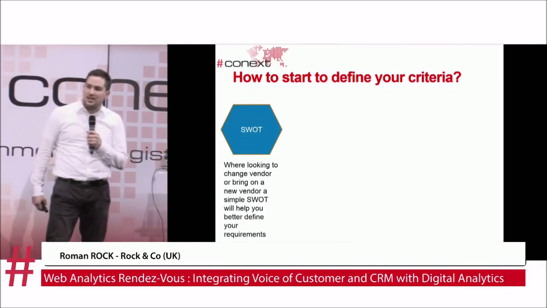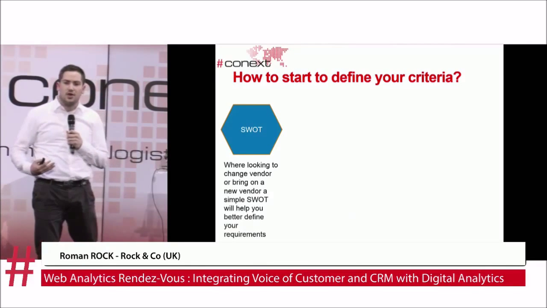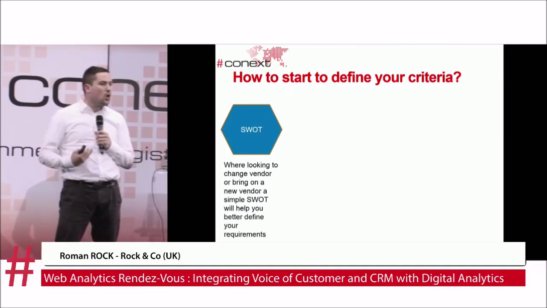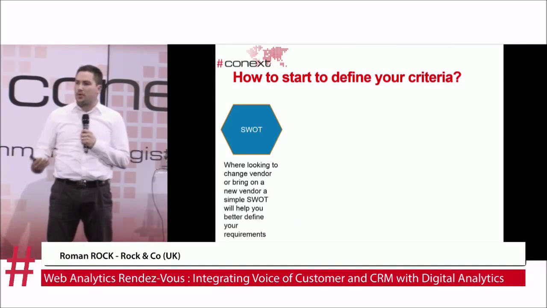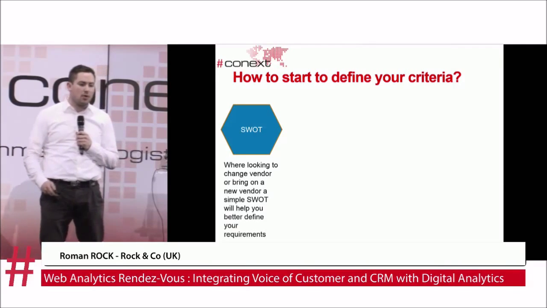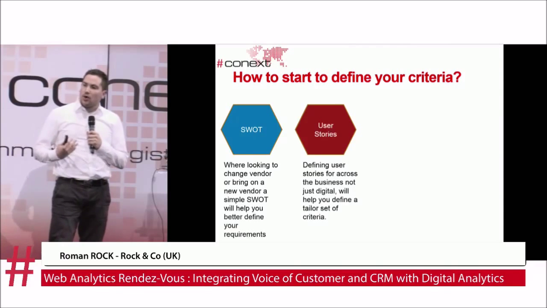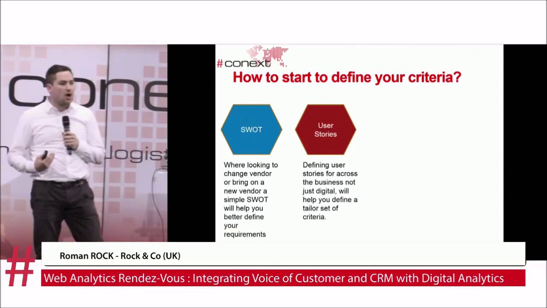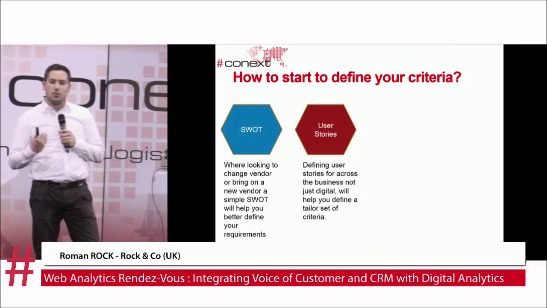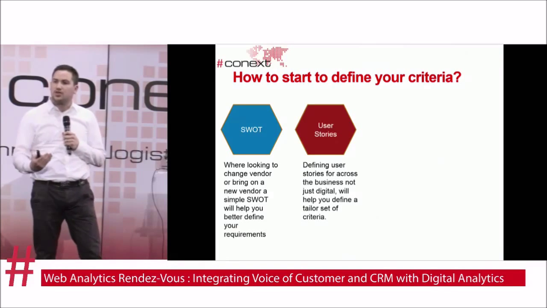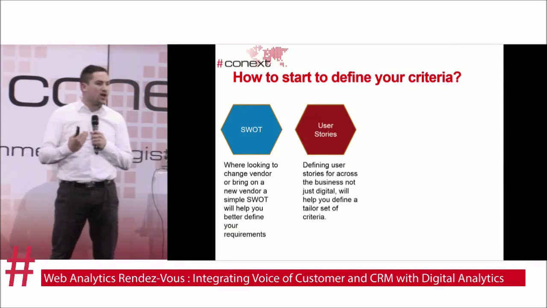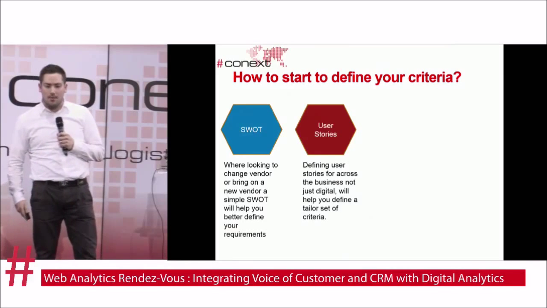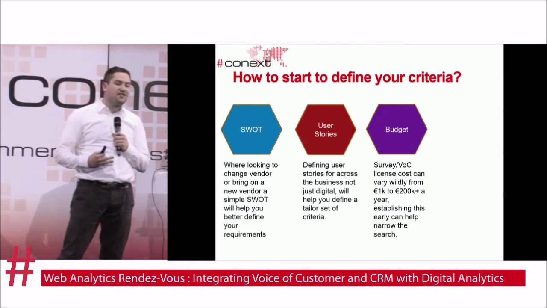Well, if you've got an existing program that you're trying to improve, you might want to start with a SWOT analysis. What are the things that we're doing well? What are the opportunities? And how can we move forward? If you don't have a program, then you have to start with a user story. What are the things that you would like to do? Is it your product owners want to drive product improvement? Do you want to drive sales? Start to gather requirements.